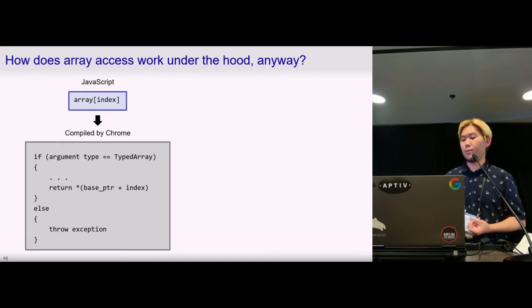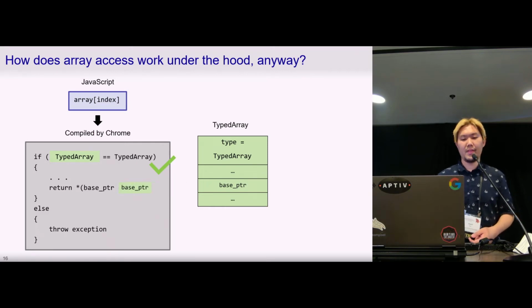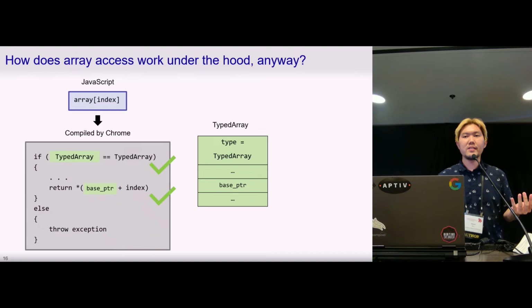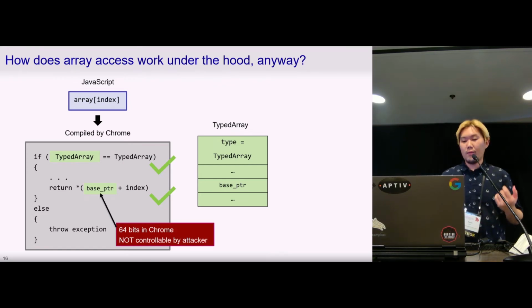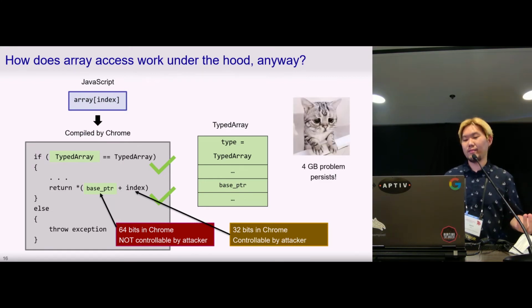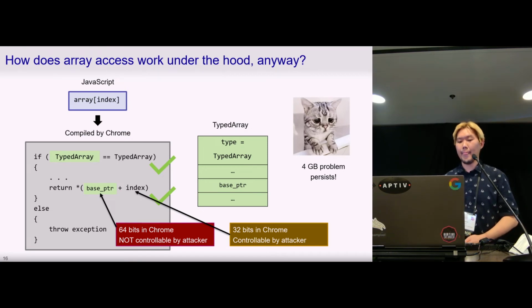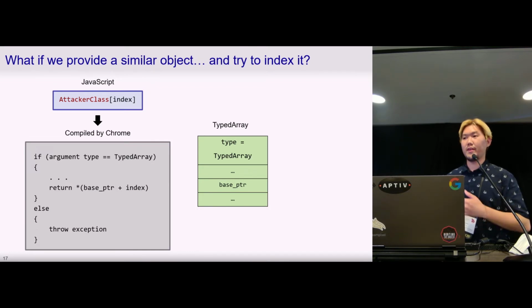So first, let's see what happens when we give this code a typed array as it expects. The if statement, which checks the type, evaluates to true, so the pointer dereference happens without any quirks. But why is this still insufficient? Recall from the previous slide that while the base pointer is 64 bits, we can't control its value. And while we can control the index, it's a 32-bit value, so our 4 gigabyte addressing problem is still there. Therefore, the takeaway so far is that we cannot stick with Spectre v1, but instead need an entirely new gadget.